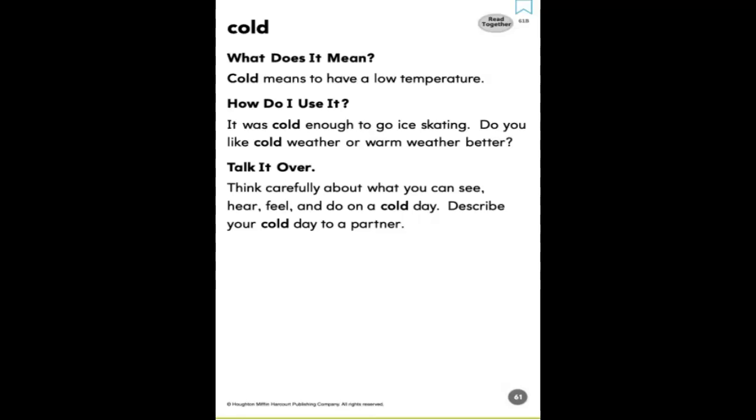Talk it over. Think carefully about what you can see, hear, feel, and do on a cold day. So one example would be cold outside. You can feel it on your skin. Give me some more examples of what you can hear or feel on a cold day.